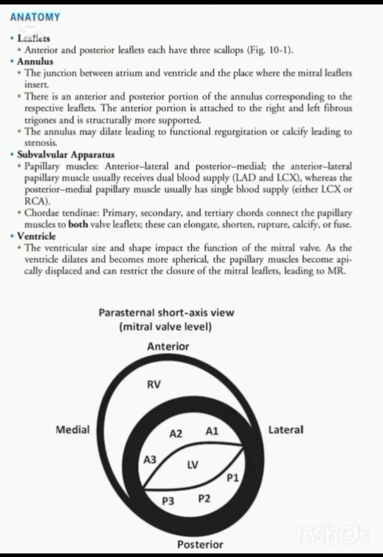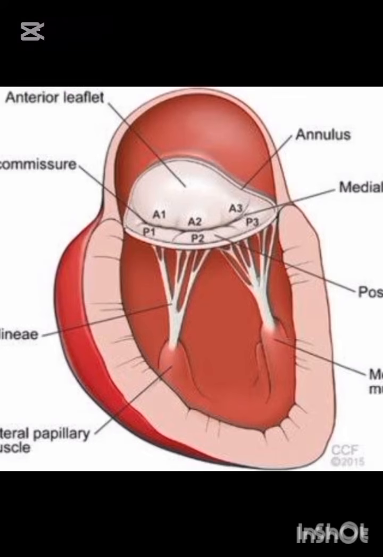Ventricle: the ventricle size and shape impact the function of the mitral valve. As the ventricle dilates, it becomes more spherical and the papillary muscles become apically displaced and can restrict the closure of the mitral leaflets, leading to MR. So this is the anatomy and the components of the mitral structure.